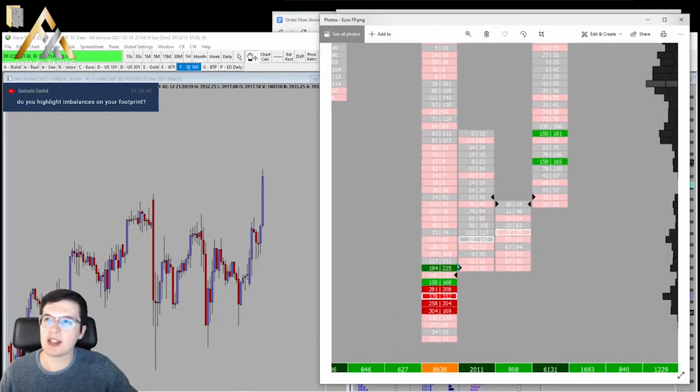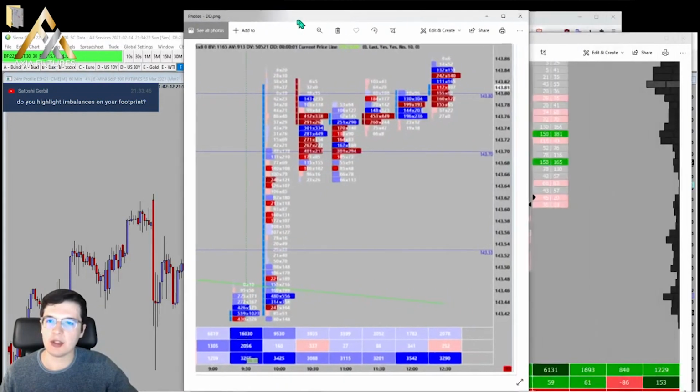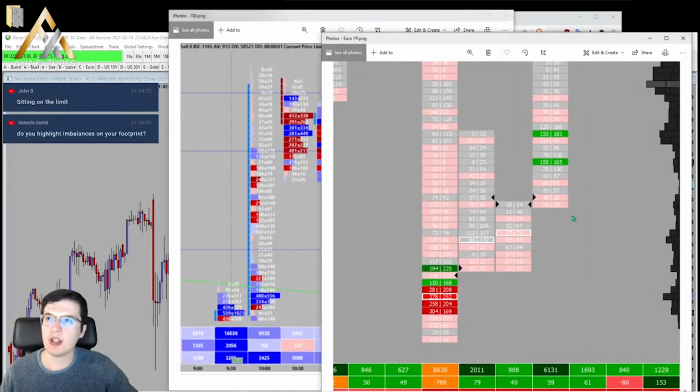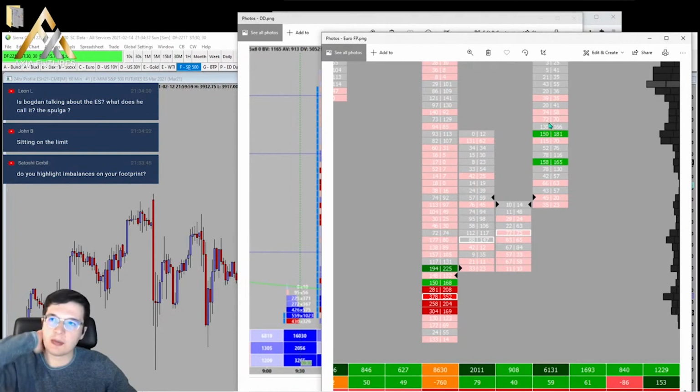Yeah, so Satoshi, we highlight imbalances on footprint. Depending on which one we're looking at, if we're looking at this one, I'm more interested in the shape. And then, yeah, exactly, John, be sitting on the limit. That's it. It depends. You see that more often sometimes in currencies. Currencies is difficult.